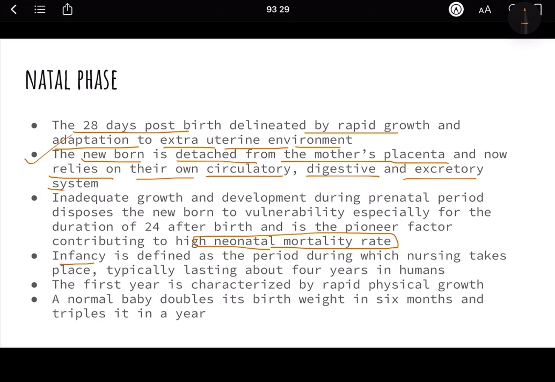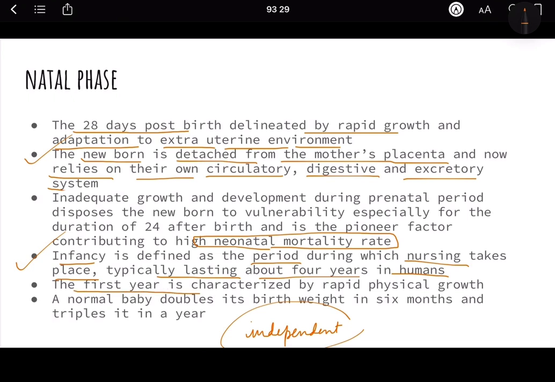So infancy you can define as a period during which nursing takes place, typically lasting about 4 years in humans. This is the time when the mother breastfeeds the child and takes care of the child, okay? At this time the baby is not independent enough, he needs care and support all the time, okay?